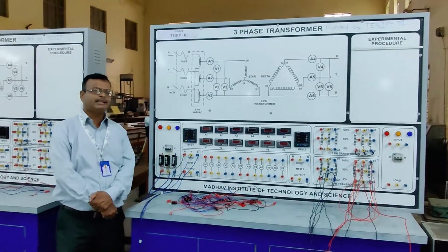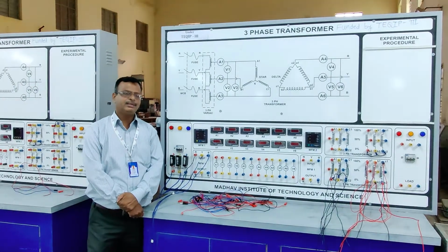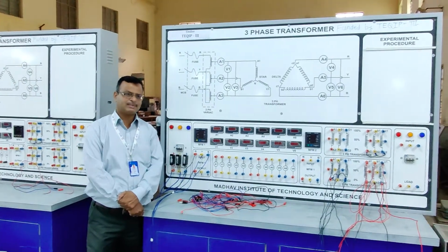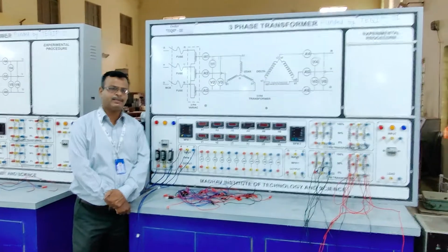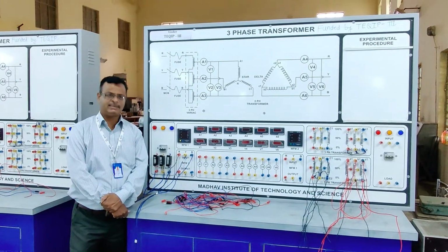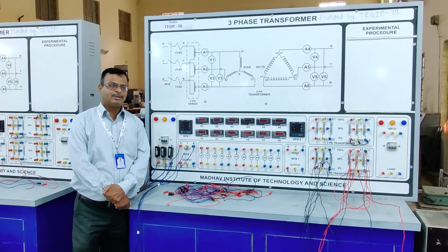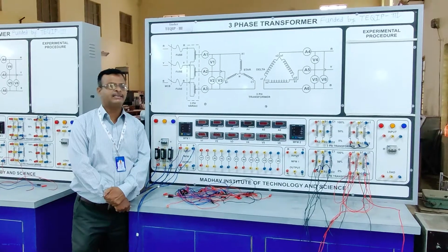Basically, these two tests are performed for finding the value of losses. By getting the value of losses and adding the output power, we will get the input power, and you may also get the efficiency. So first of all, we look at the circuit of this open circuit and short circuit test.